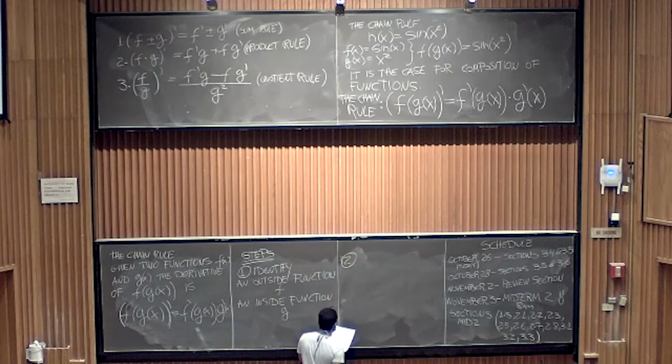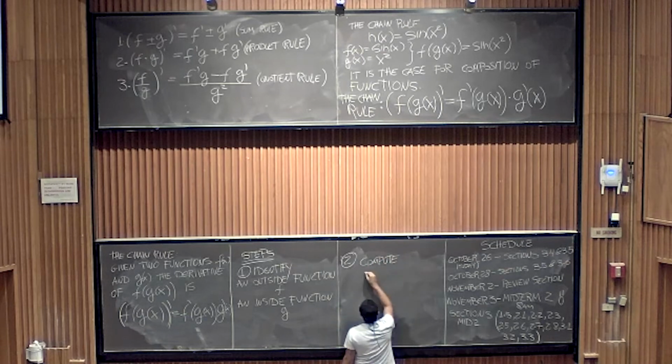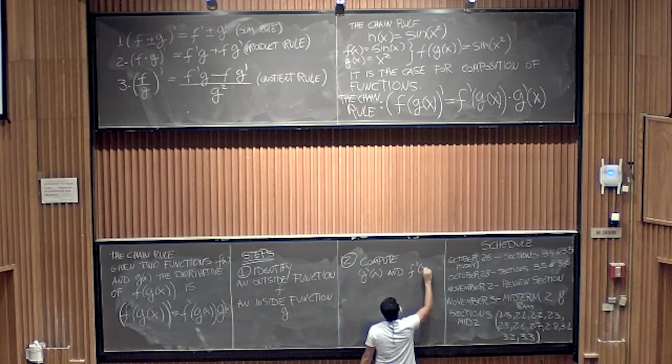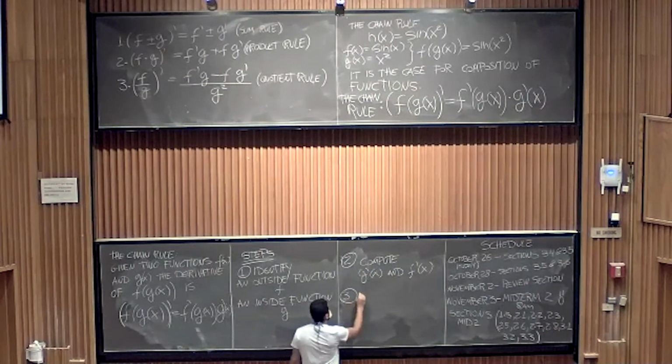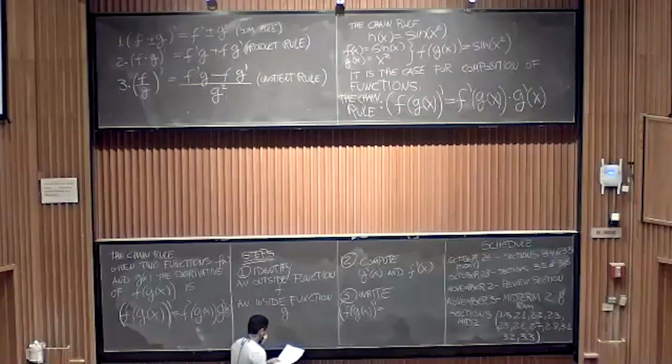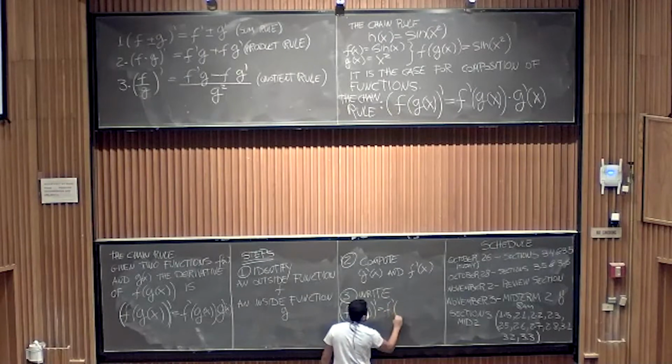The second step that you have to do, I'm going to write here, is computing the derivatives of f and g. So you're going to compute g prime of x and f prime of x. And finally, the third one, that's basically replace the values into this formula. So you're going to write your f, g, again, I'm going to write one more time. I'm never going to say that I didn't write this definition. So f prime g times g prime, and replace the values.